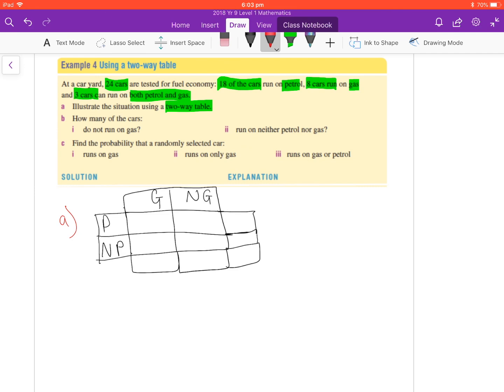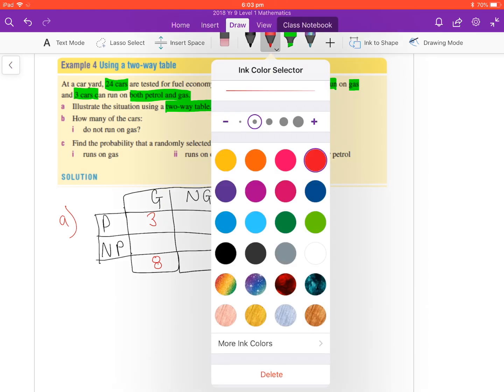So the information I've been given is that I've got 18 cars that run on petrol, and these are my totals. So I've got 18 cars that run on petrol, and then I have got a total of 24 cars that they've tested for fuel, so that's my total. 8 cars run on gas, so 8 run on gas. And then I've got 3 cars that run on both gas and petrol. So that's the information they've given to us, and now we need to fill in the blanks.